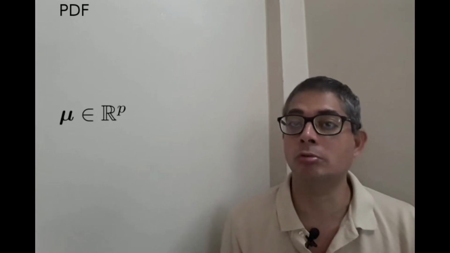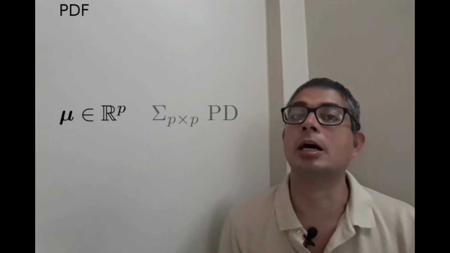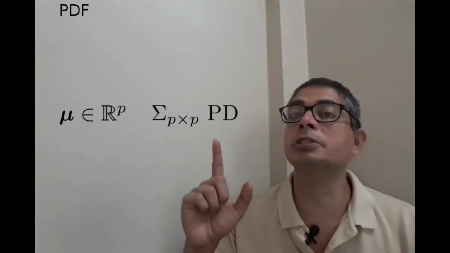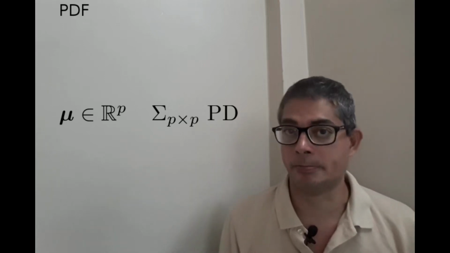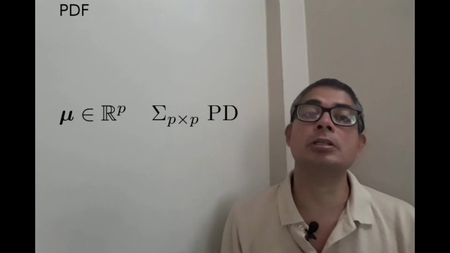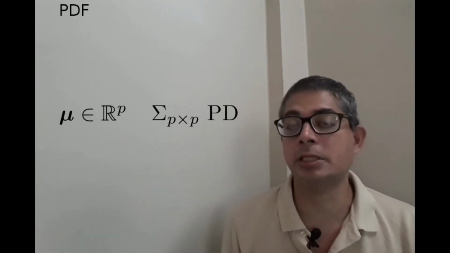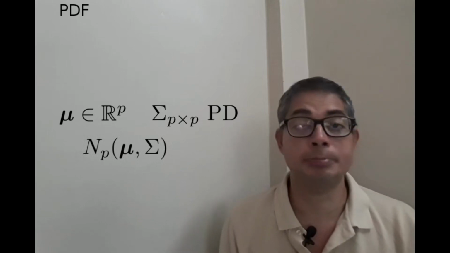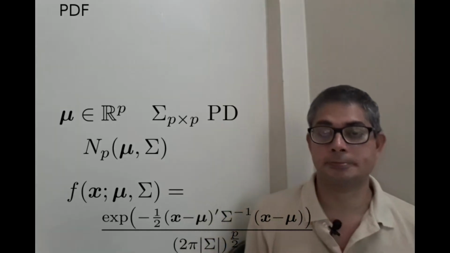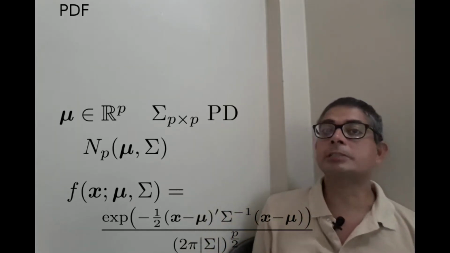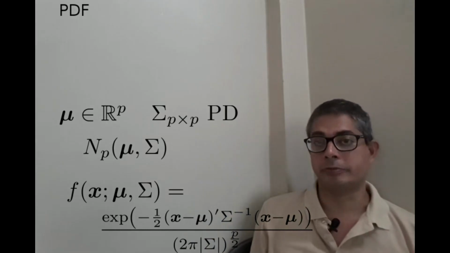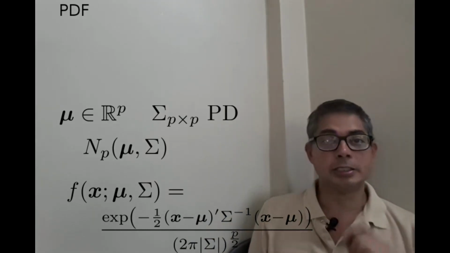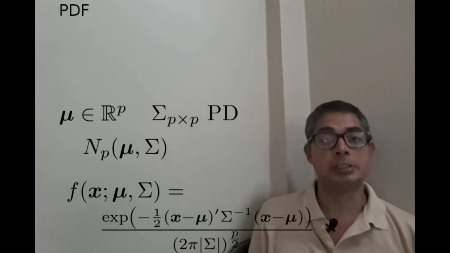In order to define a p-dimensional normal distribution, we start with a vector mu in R^p and a p cross p positive definite matrix sigma. Then the multivariate normal distribution with these as the parameters is written as N_p(mu, sigma). Its PDF is this. It is hard to grasp anything from this rather complicated form. Let's look at the bivariate case to have a feel for the PDF.